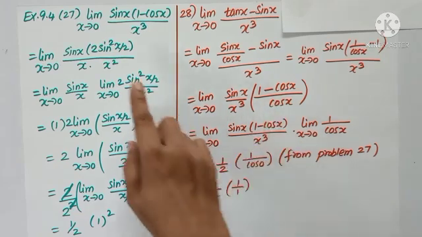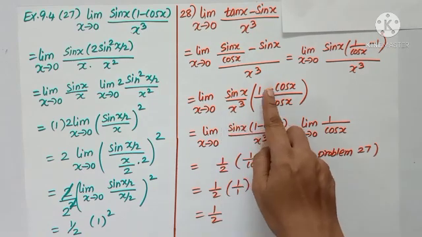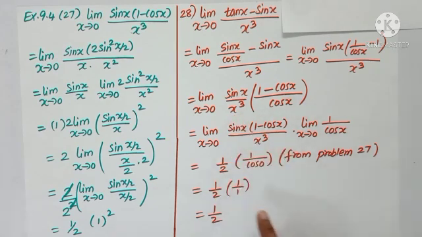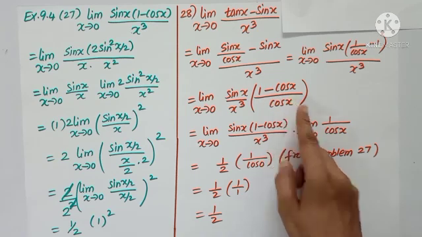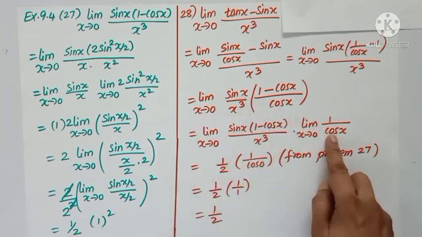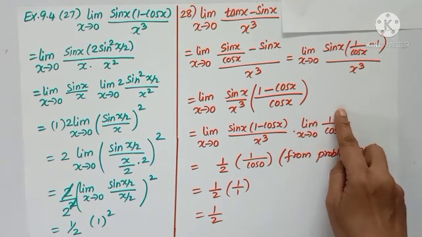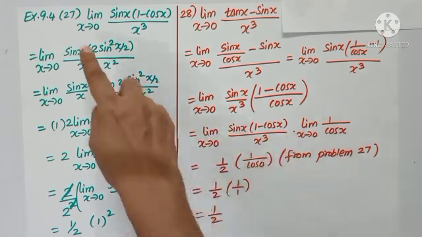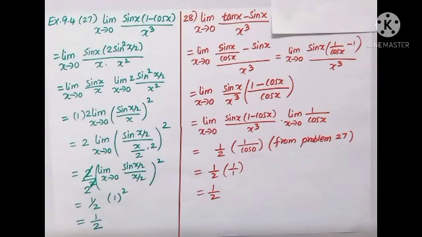As I know, sin x into 1 minus cos x by x cube, from problem number 27, I can put the limit as 1 by 2. What is left out? This cos x alone in the denominator. So put the limit separately for this. As I put x 0, 1 by cos 0 becomes 1. This entire answer we can work out like this, which brings about 1 by 2 into 1, which is 1 by 2, and that is the final limit.